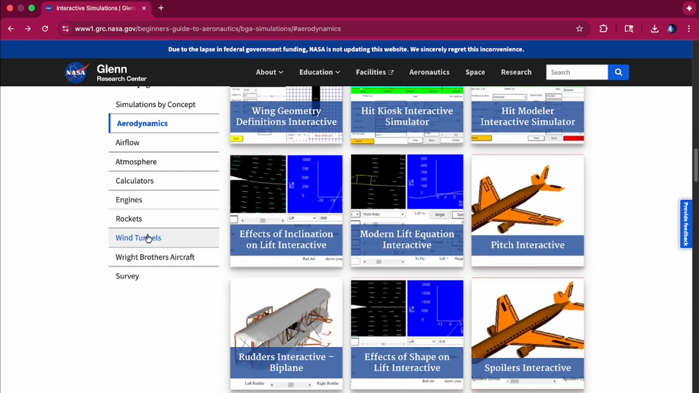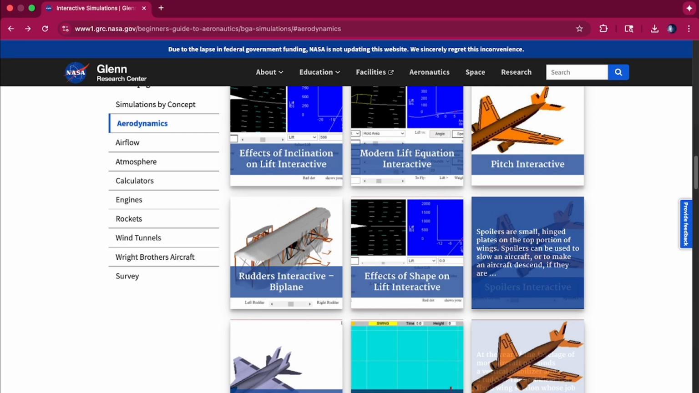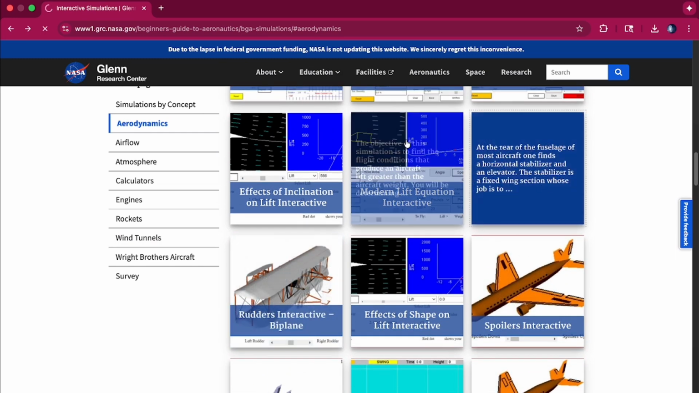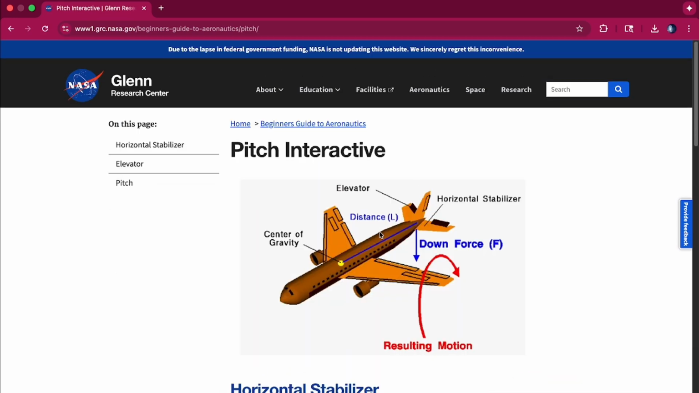Now let's see this one. So let's take a look at pitch. The pitch of the plane.